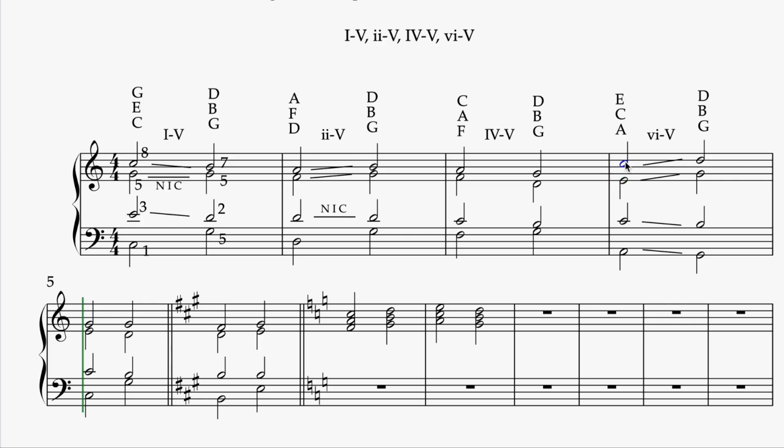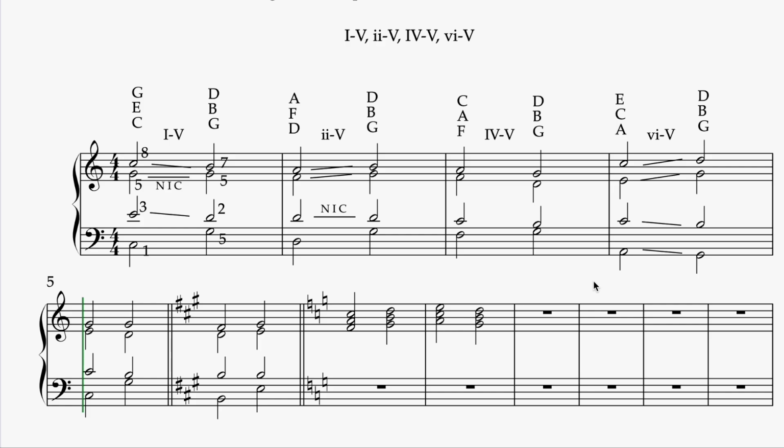So be ready if you're going to identify a cadence. You need to be able to take into account that these 3 upper voices might be jumbled up for you. Okay, so that's one way to complete the question.